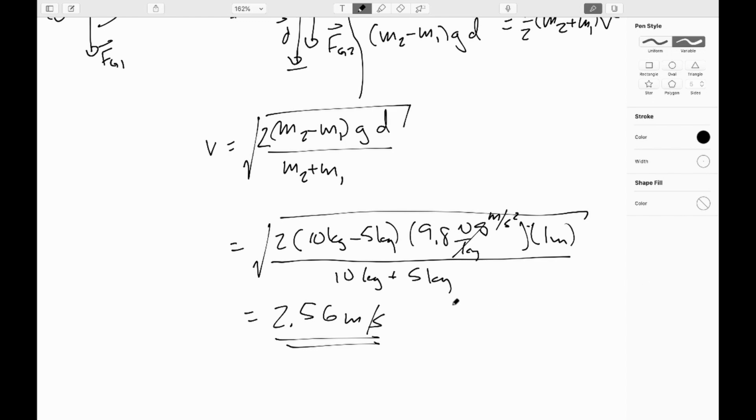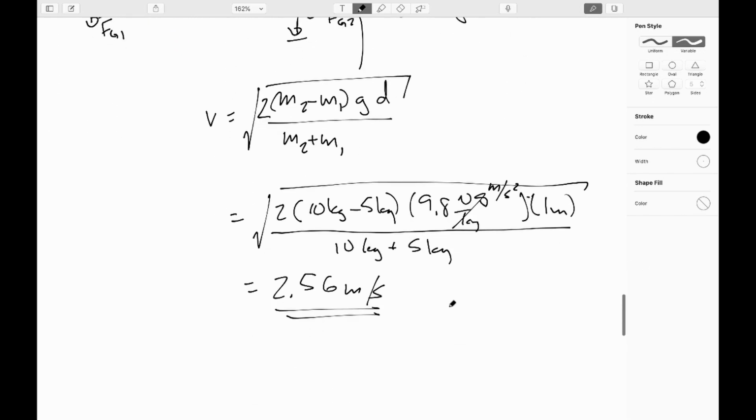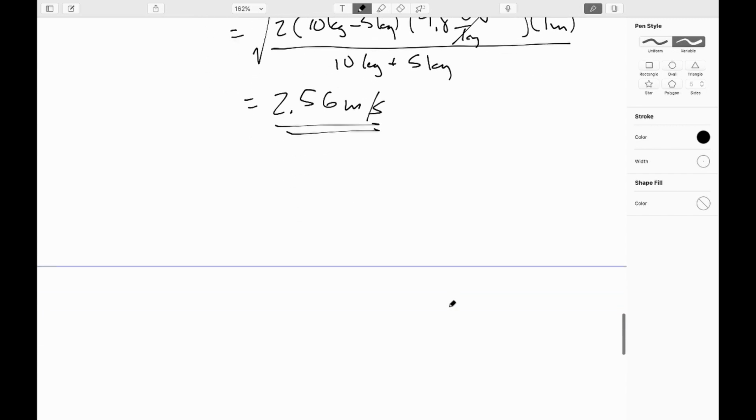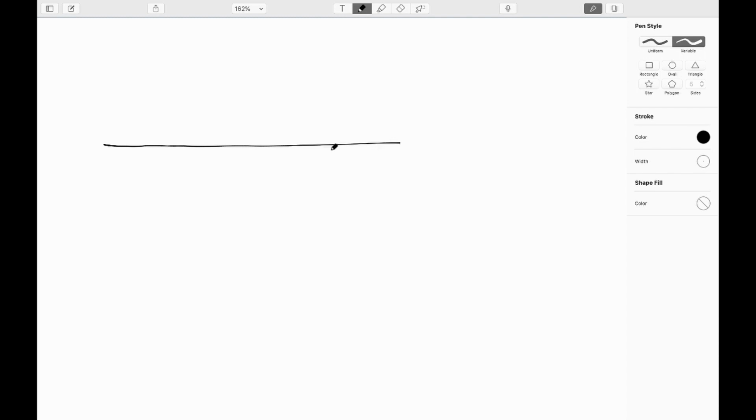So far, we've taken a look at forces that are conservative. Gravity is conservative. And so far I've said, but what about friction? Well, we can take that into account now. So let's go revisit a problem that we had before.